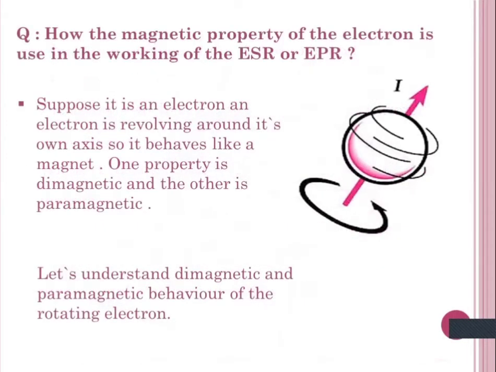Let's understand how the magnetic property of the electron is used in the working of the ESR or EPR. Suppose it is an electron. An electron is revolving around its own axis, so it behaves like a magnet. One property is paramagnetic and the other is diamagnetic. Let's understand diamagnetic and paramagnetic behavior of the rotating electron.